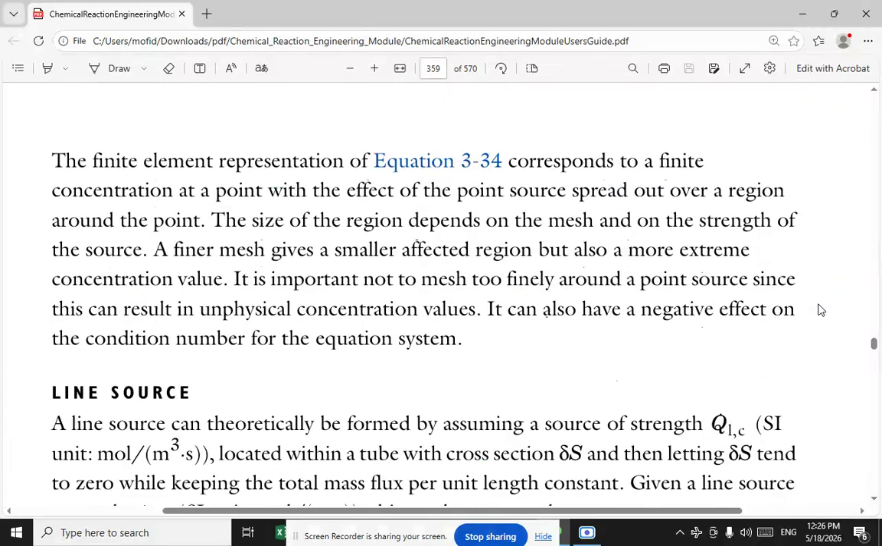The finite element representation of equation 3-34 corresponds to a finite concentration at a point, with the effect of the point source spread out over a region around the point. The size of the region depends on the mesh and on the strength of the source. A finer mesh gives a smaller affected region, but also a more extreme concentration value. It is important not to mesh too finely around the point source, since that can result in unphysical concentration values. It can also have a negative effect on the condition number for the equation system.